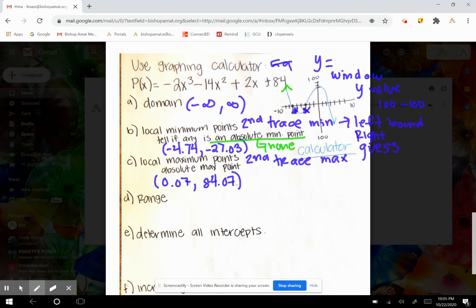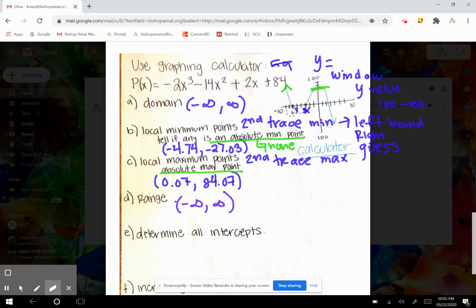Okay, and then it asks, well, is there an absolute max point? And the answer is no. I know my maximum is up here, but because the left side of my graph keeps going up to positive infinity, there's no maximum value that would make it an absolute maximum point. That's what I'm trying to say. Okay, our range, well, I've already stated before, negative infinity to positive infinity.